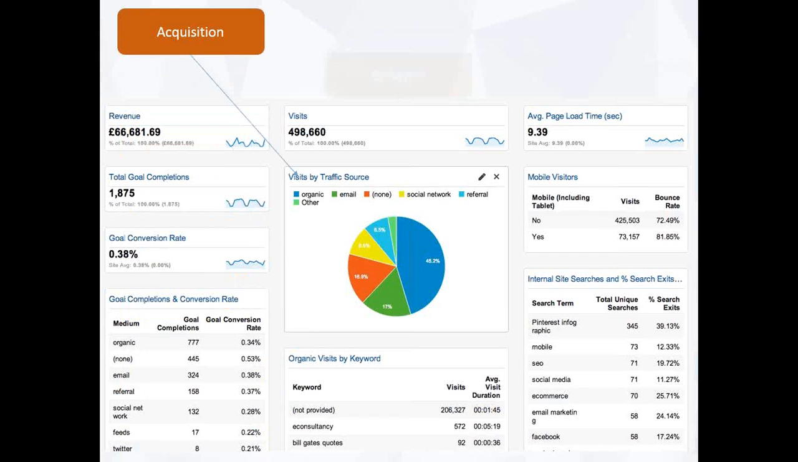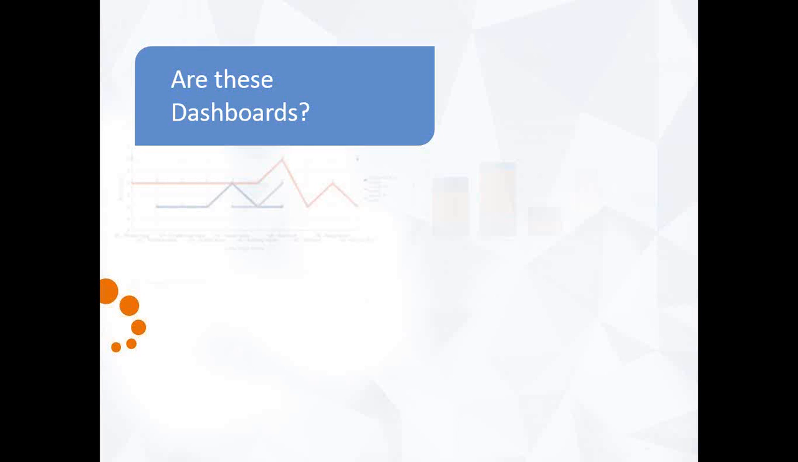Okay, so visit by traffic source, again, excellent use of pie chart. Acquisition section is there. Behavior section, okay, site search. People are searching on the website. What people are searching on the website, that's a behavior. Excellent. And the conversion, goal completions, excellent. So everything is there, right? But are these dashboards?